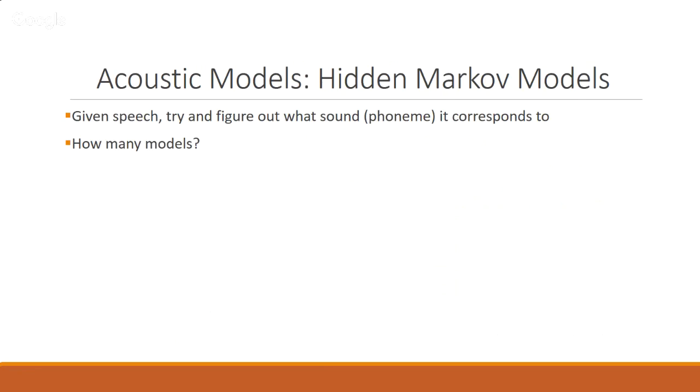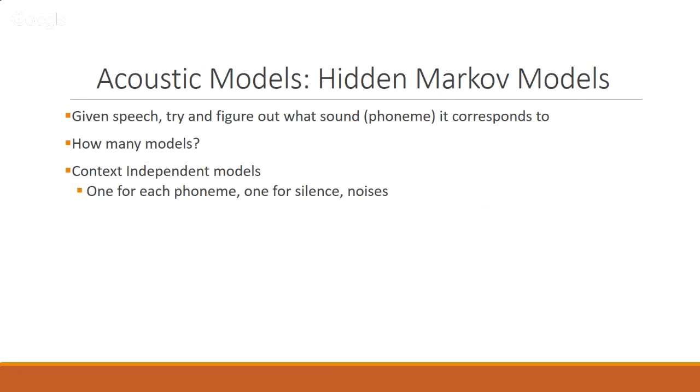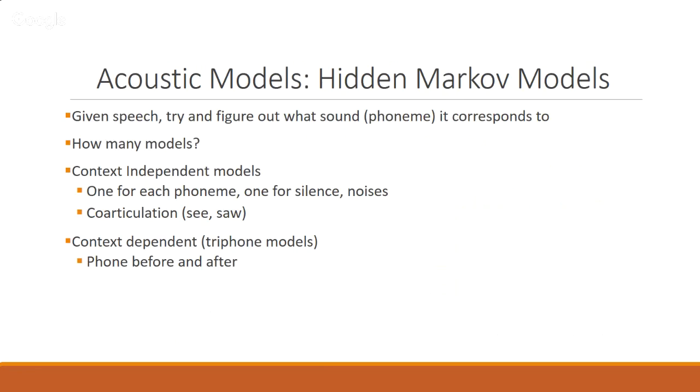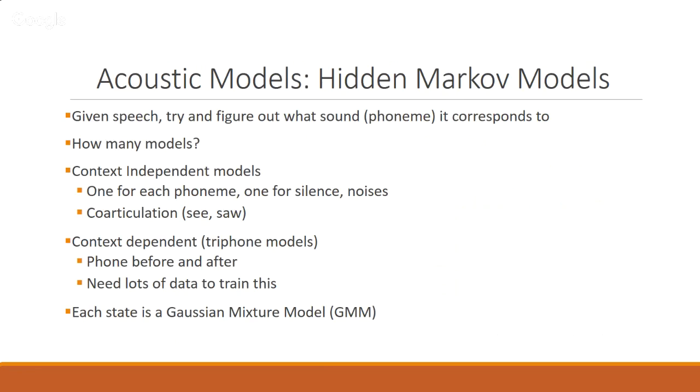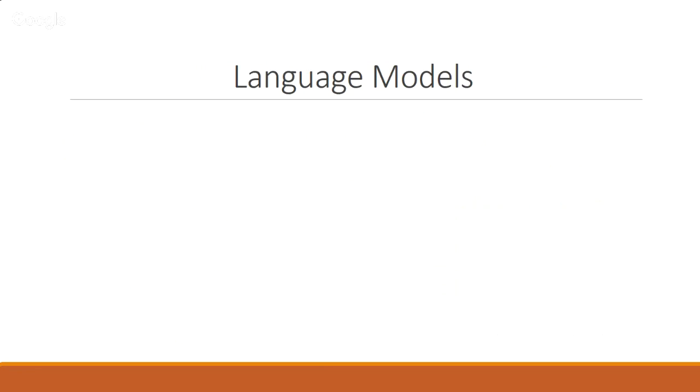And so how many models do you need? Suppose your language has 50 sounds. Are 50 models enough, one for each sound? It turns out that's not the ideal way to do it, because sounds are different depending on the context. So typically you do something like triphone models, where you model the phone before and after as well. So you have 50 raised to 3 models. But of course, since there are so many models, you need lots of data to train each of them, and so there are some techniques to bring this down. Each of these states is a GMM.